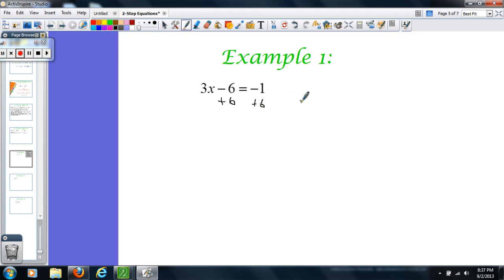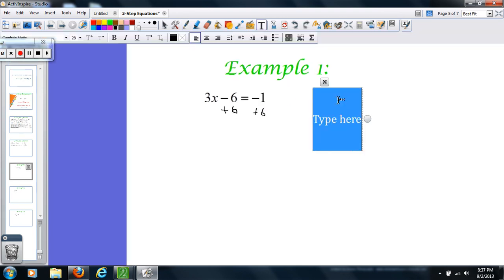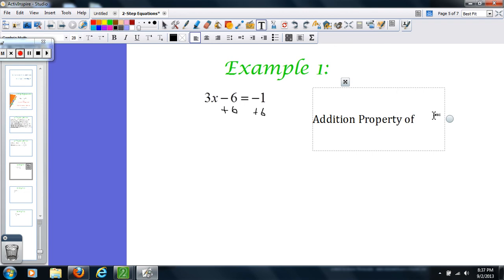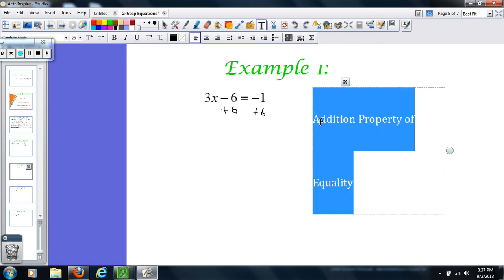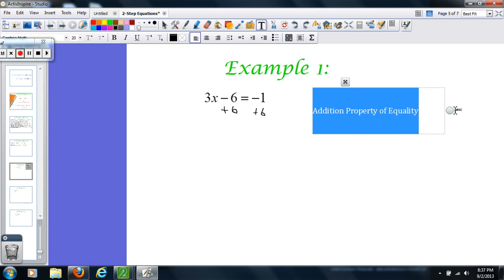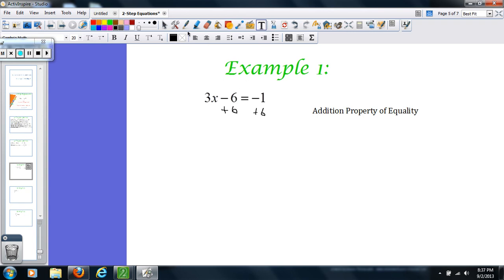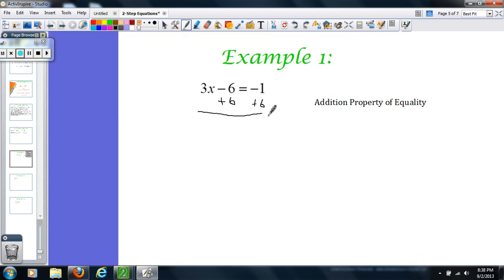So I'm going to add 6 to both sides. And what allows me to do this is the addition property of equality. I'm going to make this a little bit smaller. Let's go with 20. That'll work. So that's my addition property of equality. I'm going to go ahead and draw my line here.